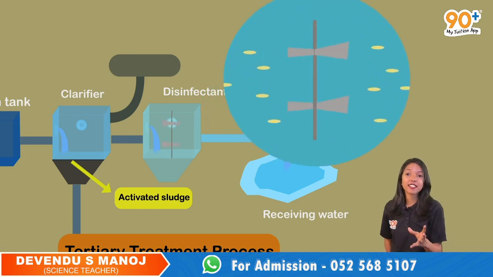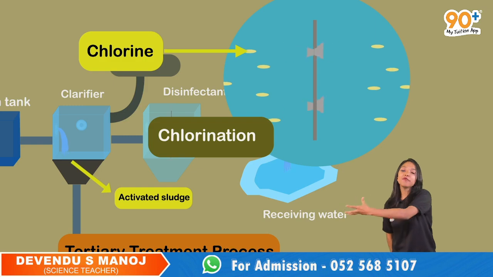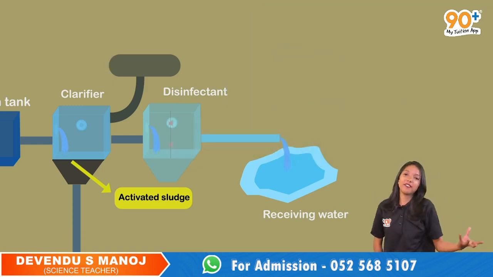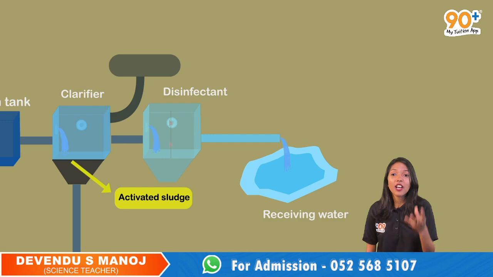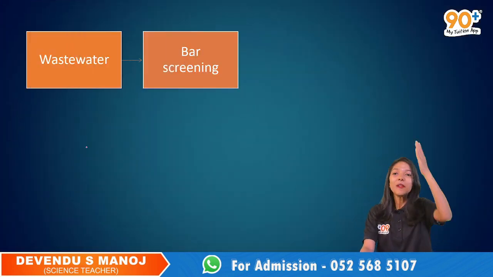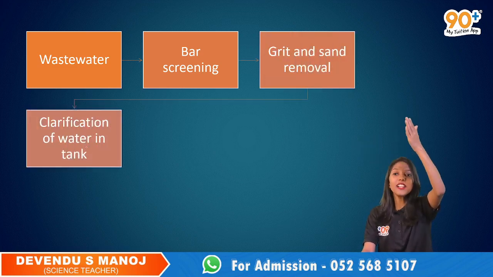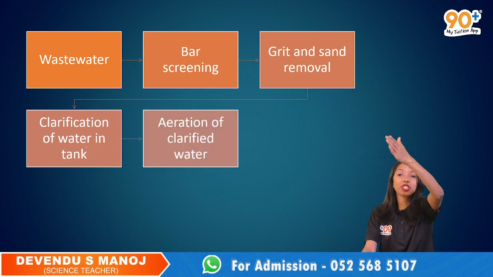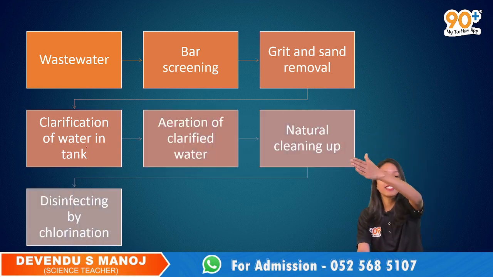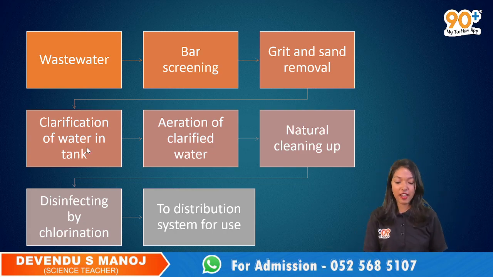And then the disinfectant. What is it? Chlorine can be added. It's a very good disinfectant. And after chlorination, we get clean water. So this is the whole process of a wastewater treatment plant in one go. All students find it very difficult, but now it is not a difficult process for you, right? So wastewater goes into bar screening, then grit and sand removal, clarification of water, aeration, natural cleaning and disinfectant. And finally, it is all good for distribution, for use, for everyday life, right?